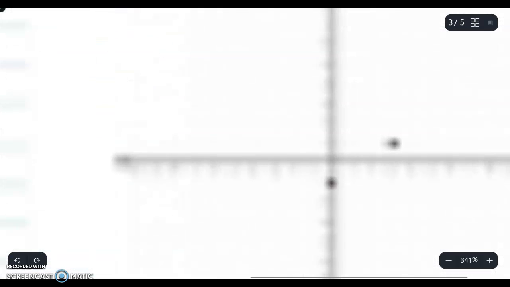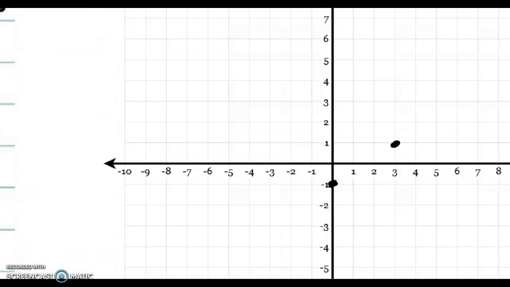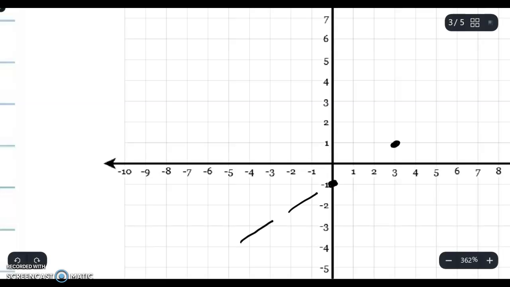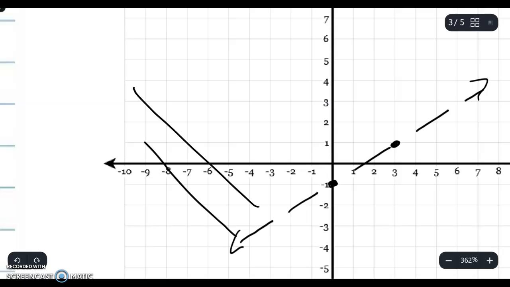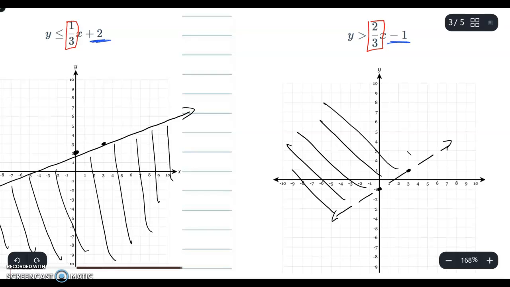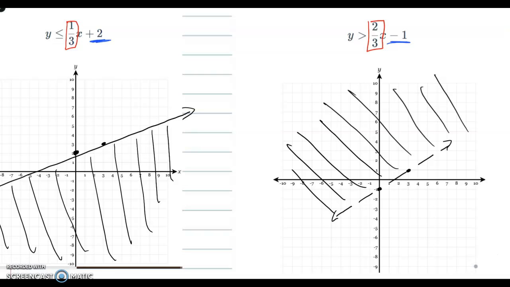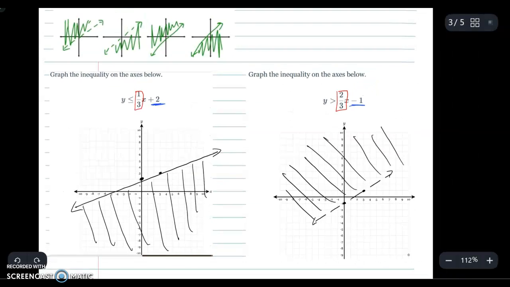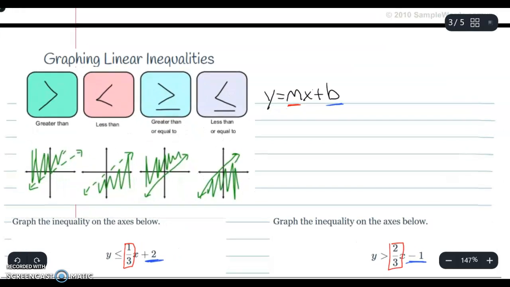So I'm coming back to my graph. I am going to draw a dash line, put some dashes on here, put my arrows and shade above. Now you can make your line go a little bit longer than I did. And that's it. That is graphing linear inequalities.